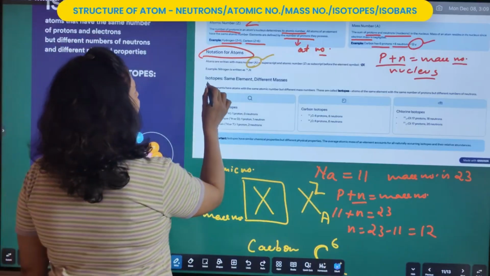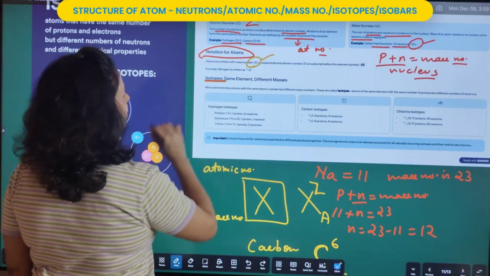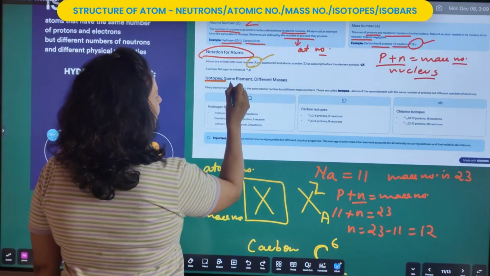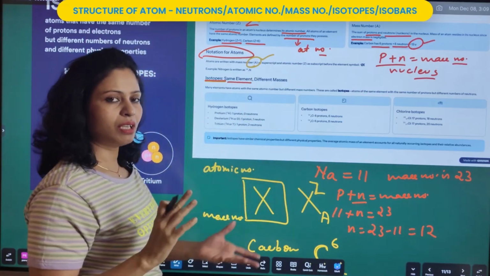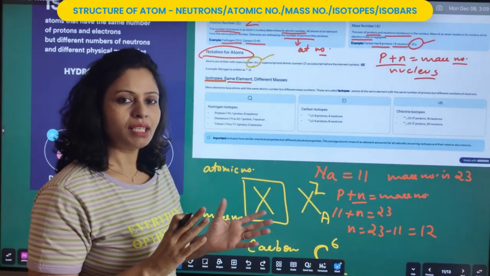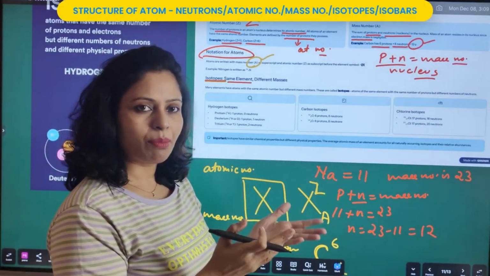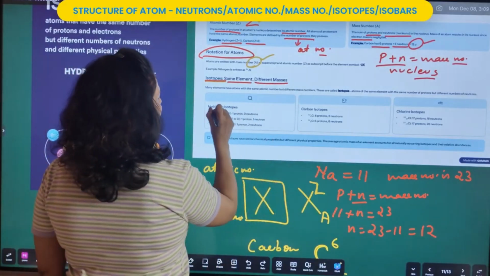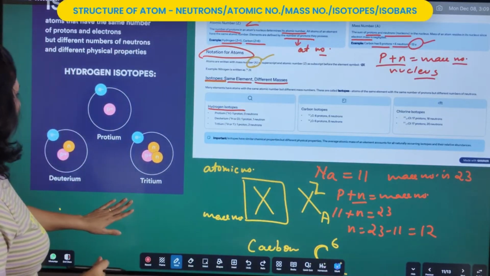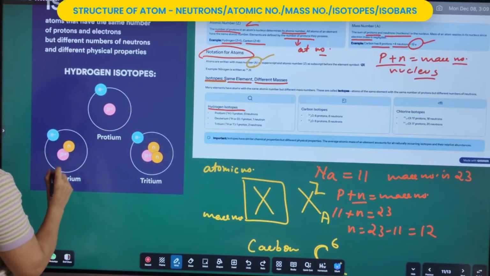Now coming to the next topic, that is isotopes. Isotopes are actually the same element, having the same atomic number but different mass. The best example is the hydrogen isotopes: this is protium, this is deuterium and this is tritium.